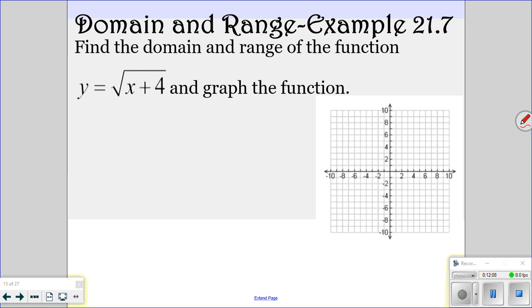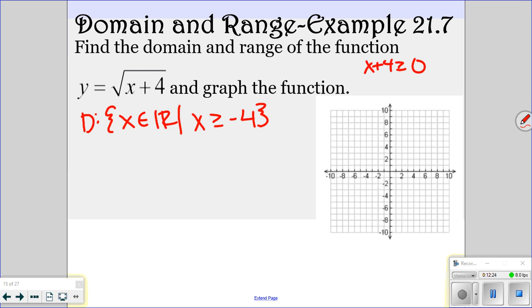Okay, for the domain, x is in the reals such that we know that x plus 4 has to be greater than or equal to 0. So that means that x has to be greater than or equal to -4. And then for your range, your y is in the reals such that when we take the square root, we always get 0 or greater. So y is greater than or equal to 0. So that would be your answer for that.